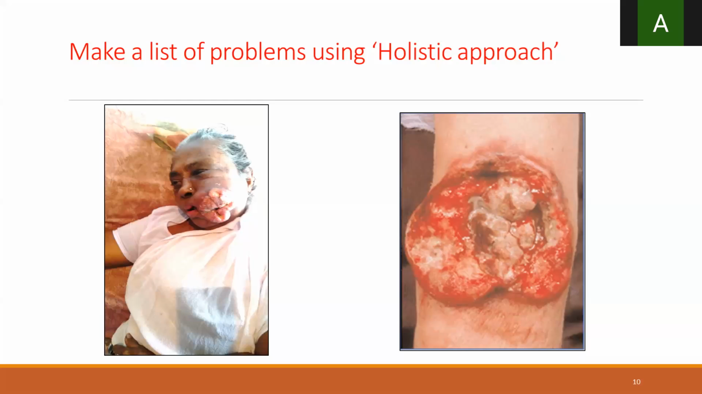Stigma is also very much present, even now when conditions like corona are going on. So imagine a person living in a very rural area and having such a wound on the body, how they must be going through it. We should always keep those things in mind and take care of the patients. Let us see all the problems one by one. Madam, next slide, please.